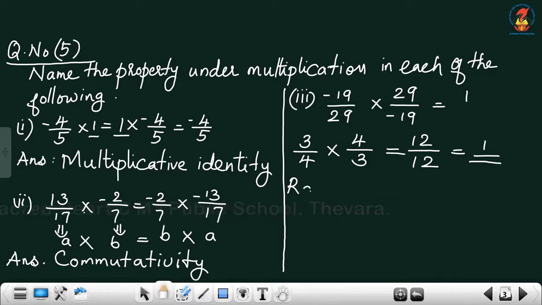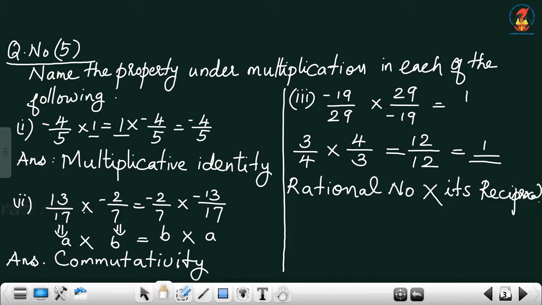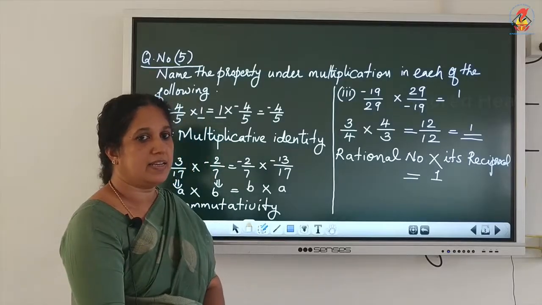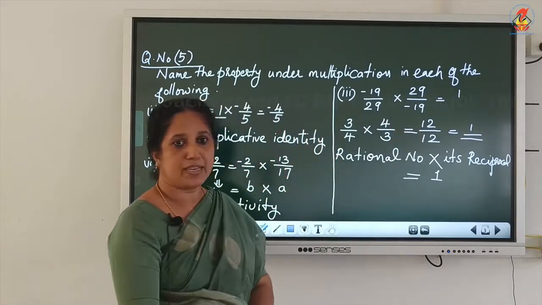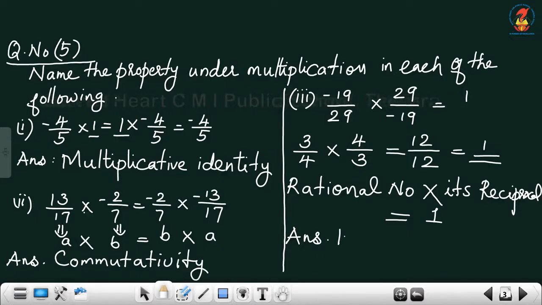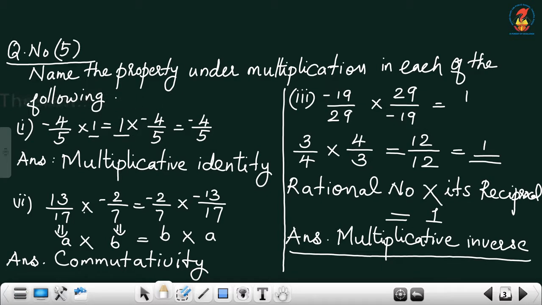So, when a rational number is multiplied with its reciprocal, the product is always 1. So, we can say that multiplicative inverse or reciprocal of the rational number. So, the answer, which property? Multiplicative inverse. So, the answer is a multiplicative inverse, because a rational number, when it is multiplied with its reciprocal, the product is always 1. So, negative 19 into 29 divided by 29 into negative 19, you will get the answer as 1.